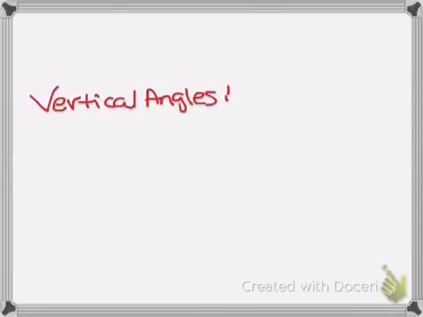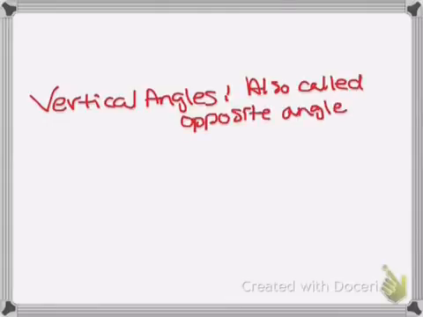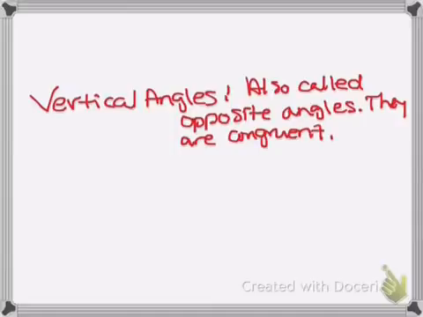The last angle pair relationships are vertical angles. Vertical angles may be my favorite for some reason. They're also called opposite angles. Opposite angles are congruent. They don't have a sum of a certain total. They're congruent to each other. Congruent means their values are equal to each other.